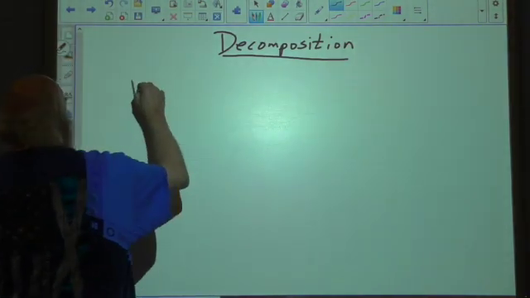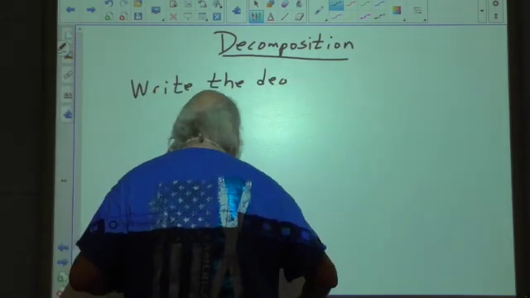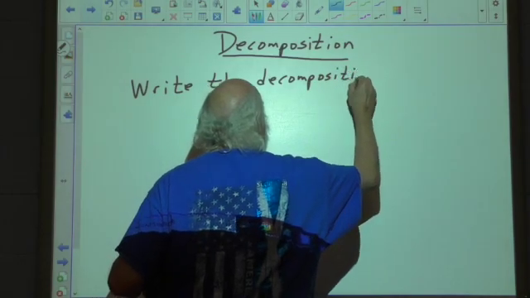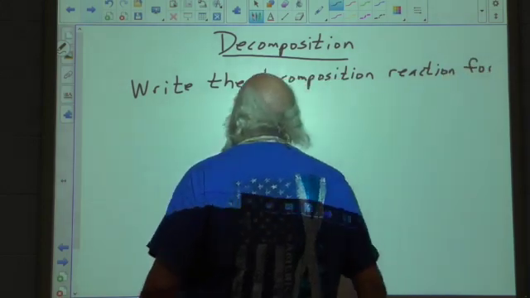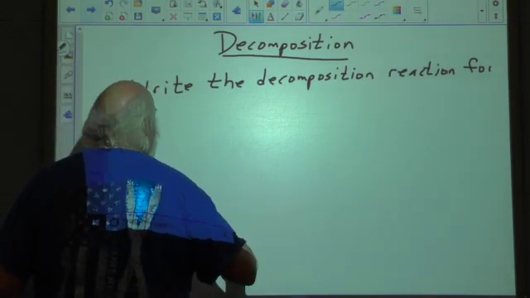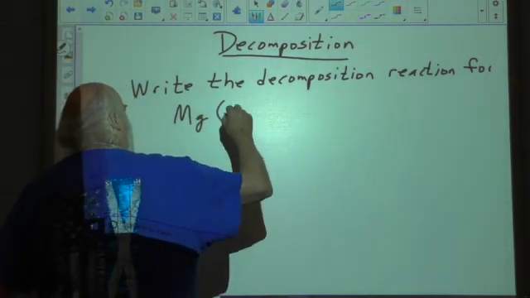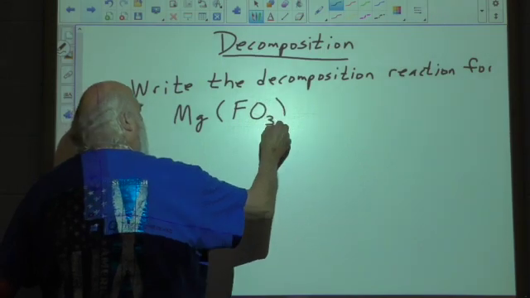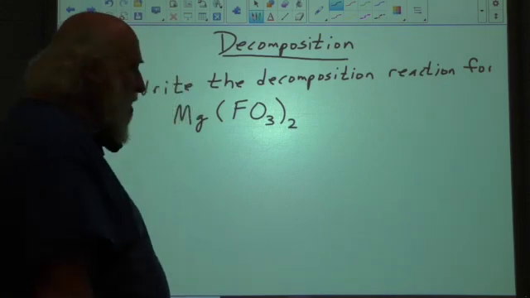And so we want to write the decomposition reaction for, let's use magnesium. And we'll use, let's use FO3, 2. That's the compound. This is magnesium fluoride.